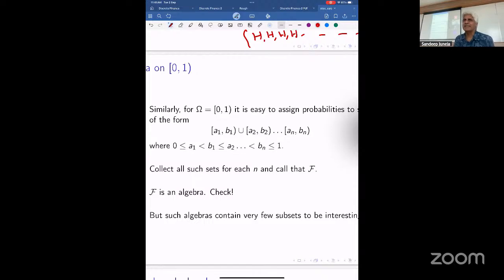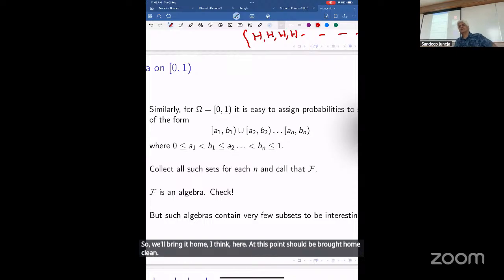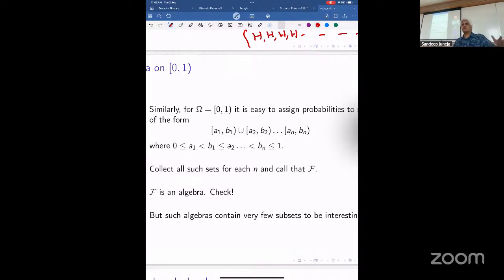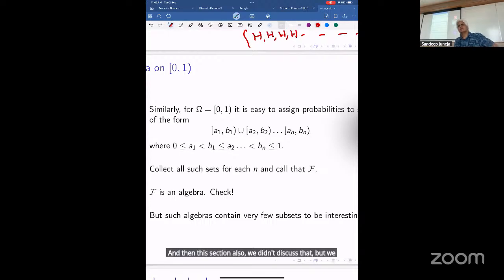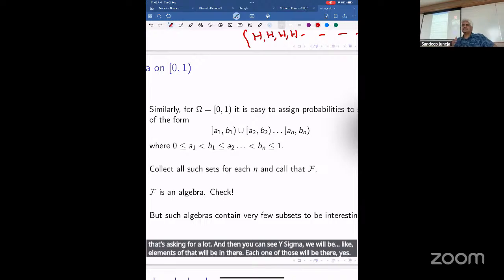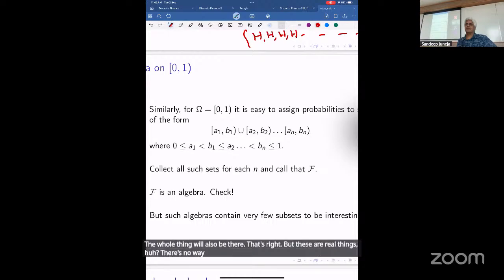So we'll bring it home here. This point should be brought home clearly. Finite, finite, countable, or one is finite, one is infinite. One may have countably many sets, but still the property it has to satisfy to be an algebra is that if I give you finitely many sets, then their union is also there, and the intersection also. We didn't discuss that. But with countably many infinite elements, the union still has to be there. That's asking for a lot. And then you can see why the elements of the algebra will be there. Each one of those will be there, and the whole thing will also be there. That's why we were so specific about n being finite, right? These are real things, there's no way around them. You need to be clean with it.